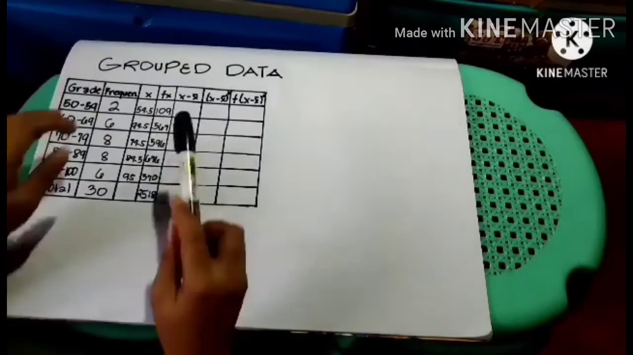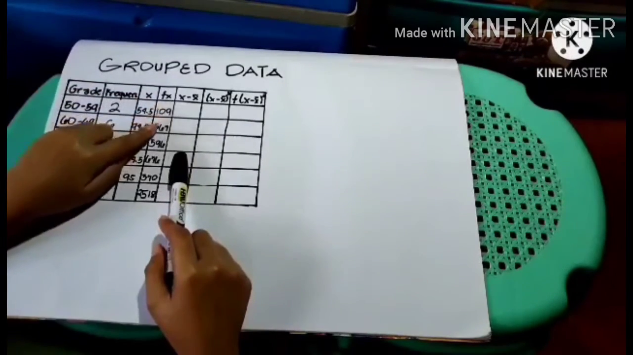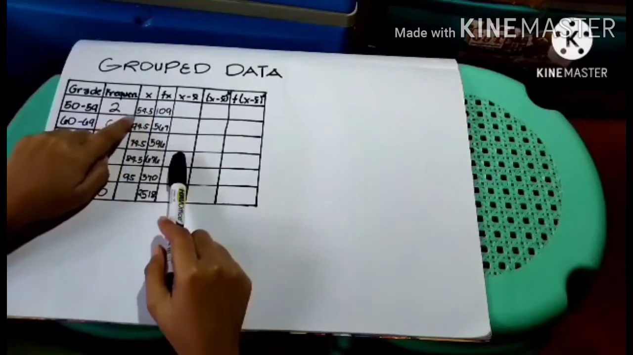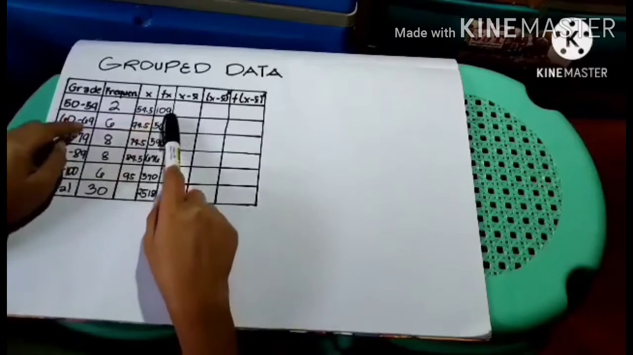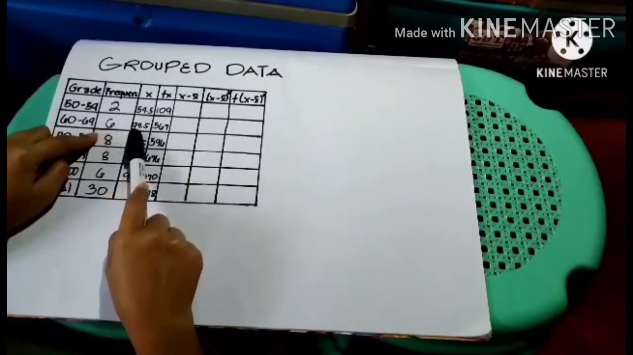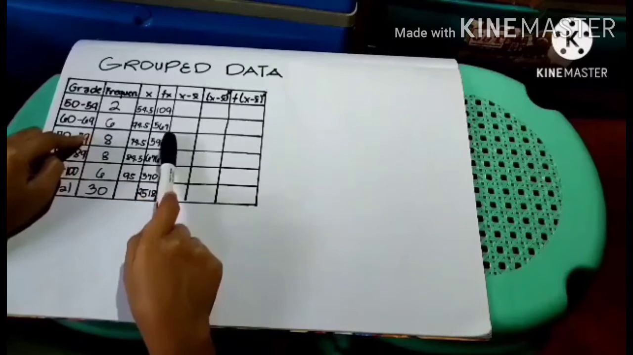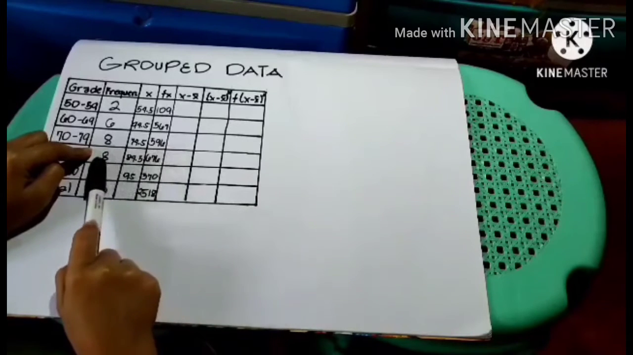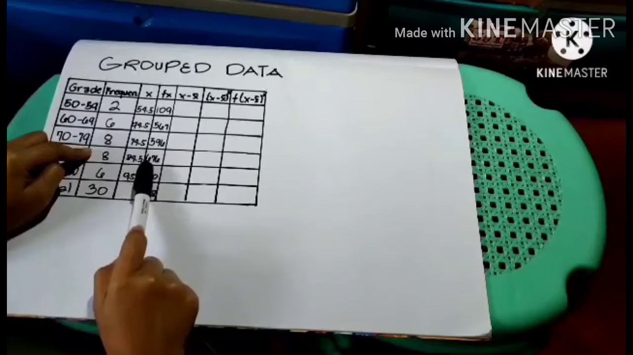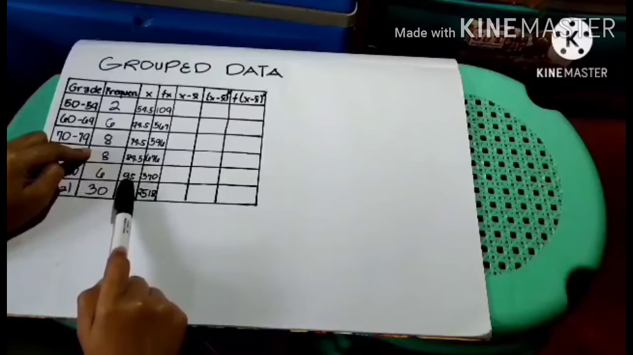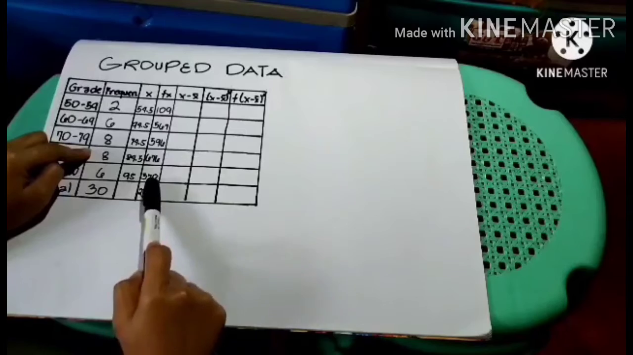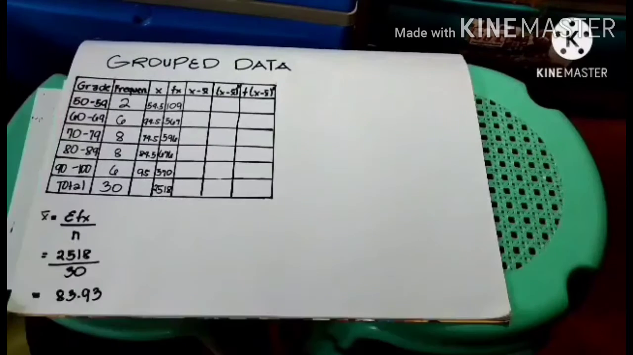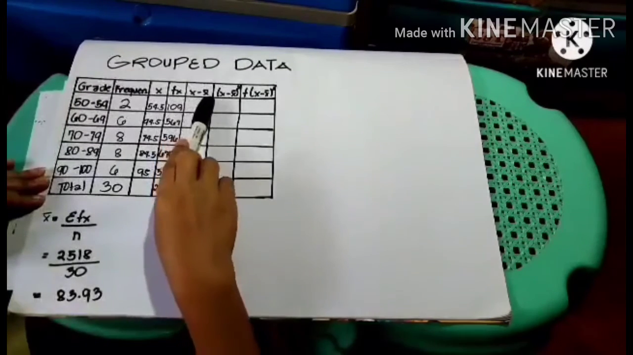Next is to get the fx. We multiply the frequency and the x. So 2 times 54.5 is equal to 109. 6 times 64.5 is equal to 387. 8 times 74.5 is 596. 8 times 84.5 is 676, and 6 times 95 is equal to 570. So the overall total of fx is 2518.